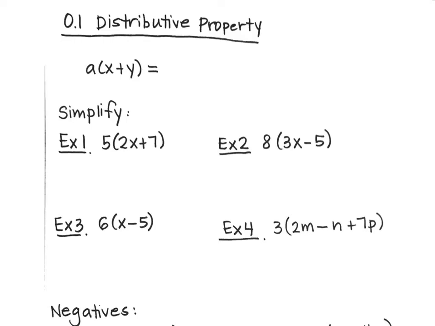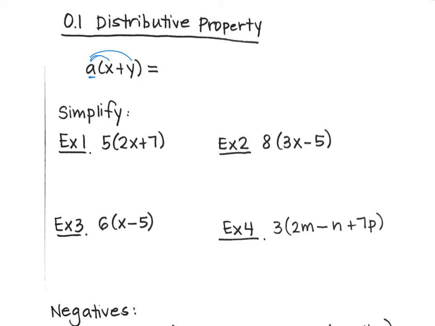Okay, today we're going to review the distributive property. The distributive property is when you have groupings with the parentheses, and you're going to distribute whatever's on the outside to whatever's on the inside. So in this case, x and y are both on the inside of the parentheses, so I would distribute this to this and this to this.